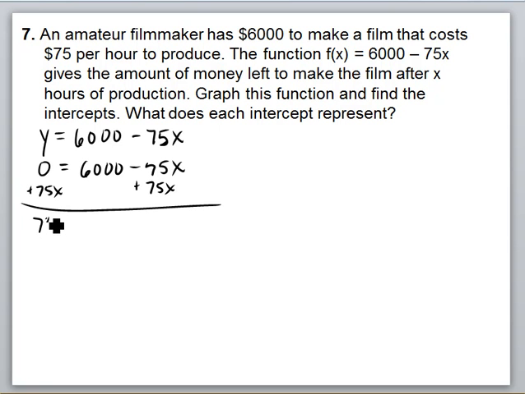And I'll get 75x equals 6,000. I will divide by 75. And I'll have to finish this up on my next video. I am solving for my x-intercept.